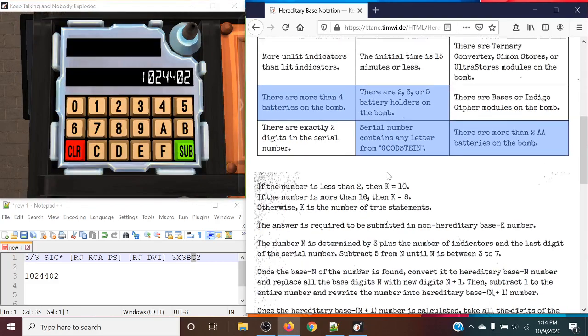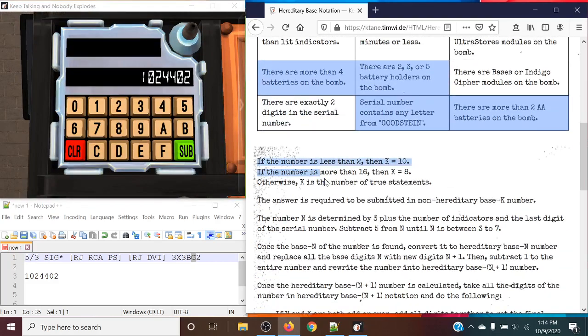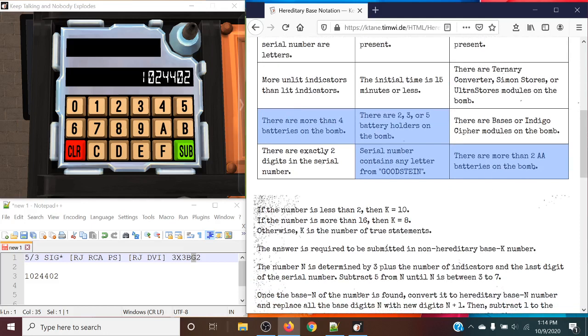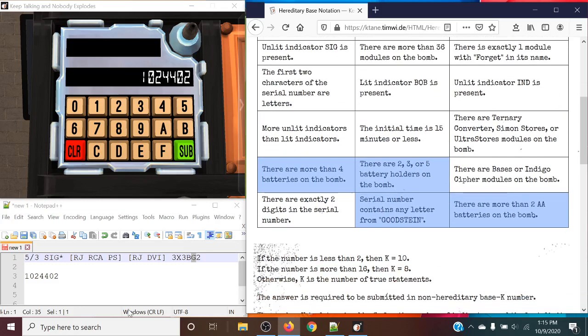So now what we will do is we'll take a look at these few conditions here. If the number is less than 2, then k would equal 10. That is not true. We have 4 conditions that are true, and it says here if the number is more than 16, then k equals 8. That is not true. So otherwise, k is the number of true statements. So base k is going to equal 4. And this is the answer base that we must submit in.